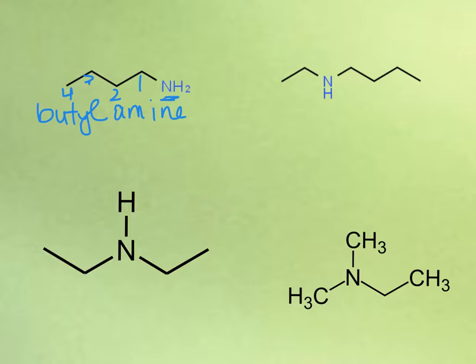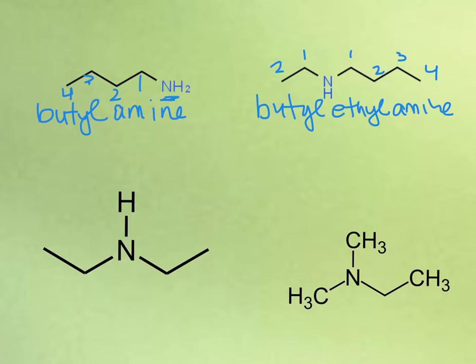All right. Looking at the next one on the right, we have our nitrogen group, and we have a 1, 2 carbon chain, and we have 1, 2, 3, 4. So we have both an ethyl and a butyl, and we're going to put them in order alphabetically. So we have our butyl, and then we have our ethyl, and then we have amine. So that one is butyl ethyl amine.